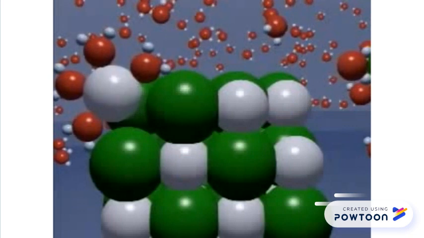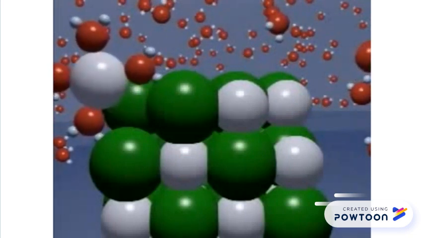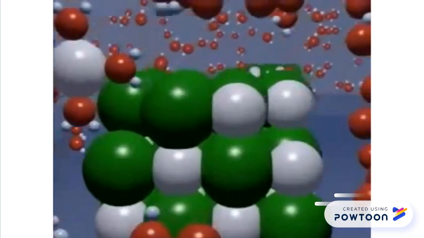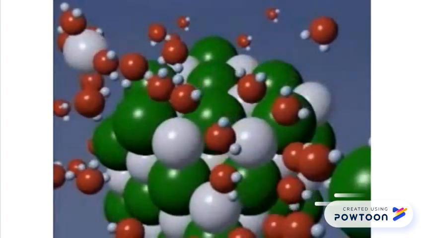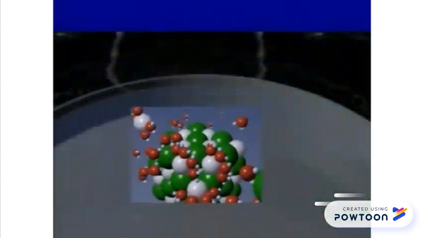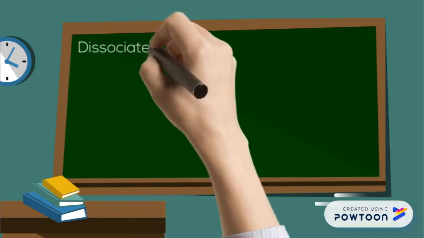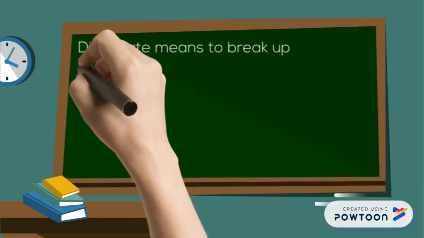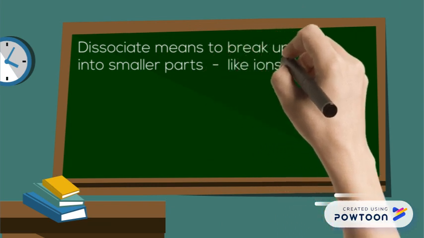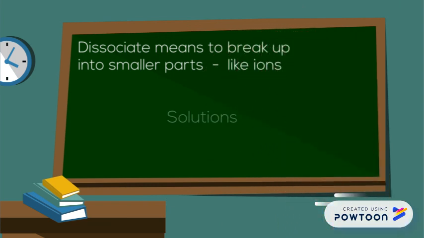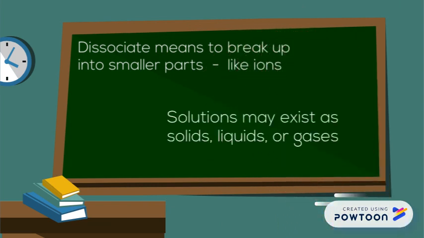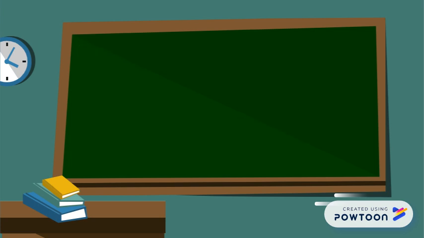The hydrated ions drift away into the solution, allowing new water molecules to surround newly exposed ions. Gradually, the entire crystal dissociates into solution. Dissociation means to break up into smaller parts, like ions. Solutions may exist as combinations of solids, liquids, or gases.